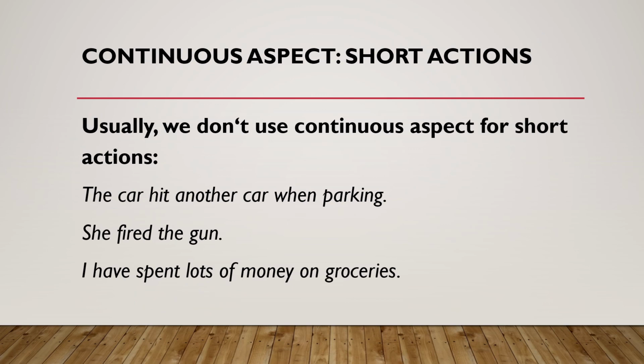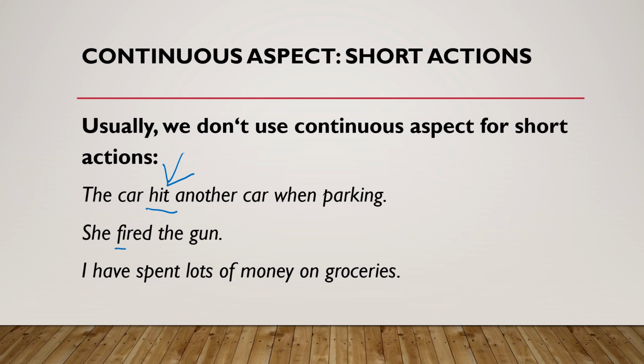Continuous aspect for short actions. Usually we don't use continuous aspect for short actions. Let's take a look at the examples. The car hit another car when parking. It just happens immediately. One second, the car was good and everything was fine, and the driver was parking, but then he hit another car. It happened instantly, so we don't need a continuous aspect in this case.